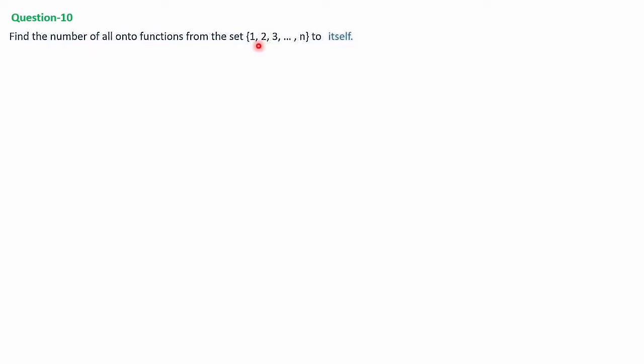So these 1, 2, 3, up to n can be related to 1, 2, 3, up to n, that is to itself, in n factorial ways. So the total number of onto functions is n factorial, meaning n times (n minus 1) times (n minus 2) and so on up to 1. That means it is equal to n factorial.